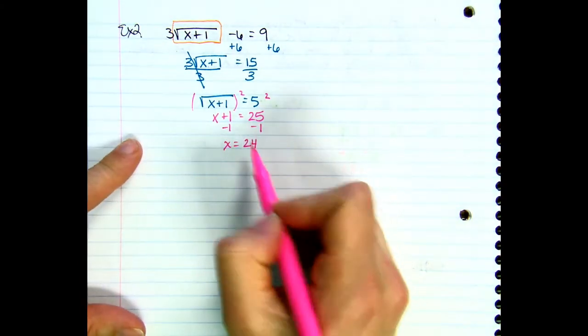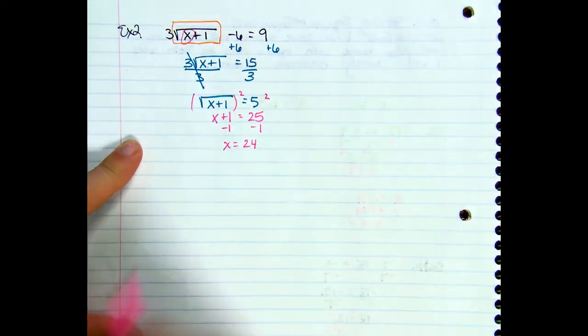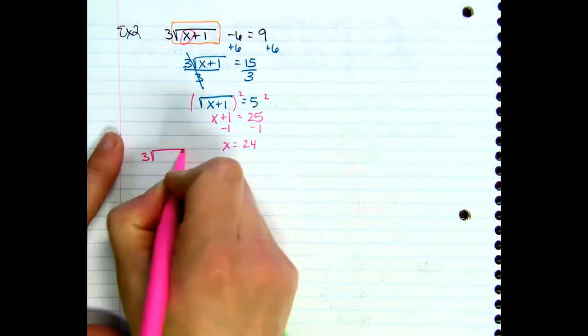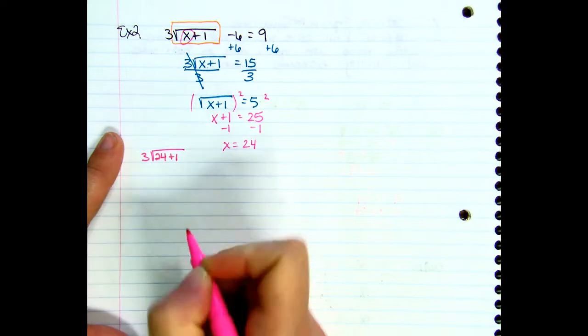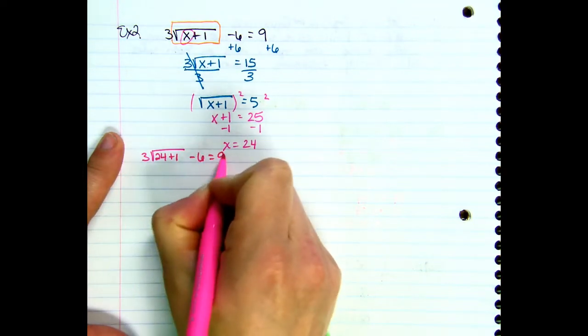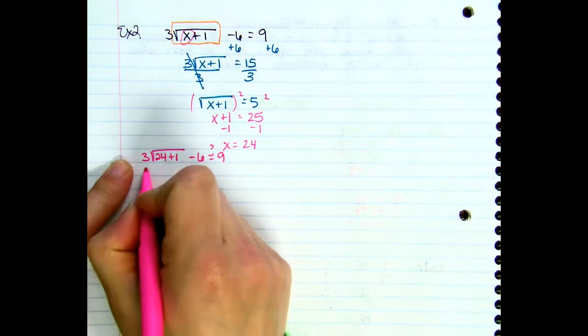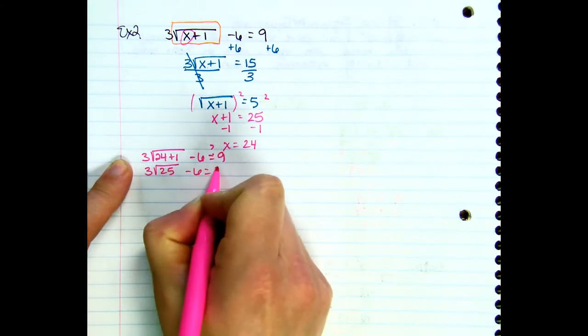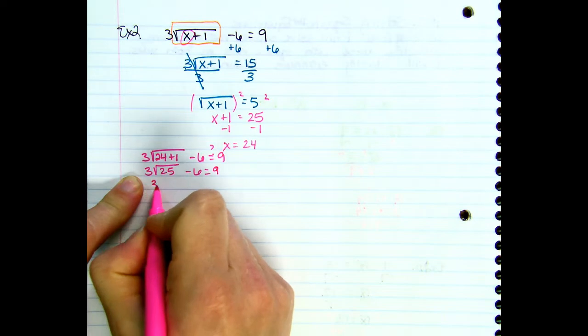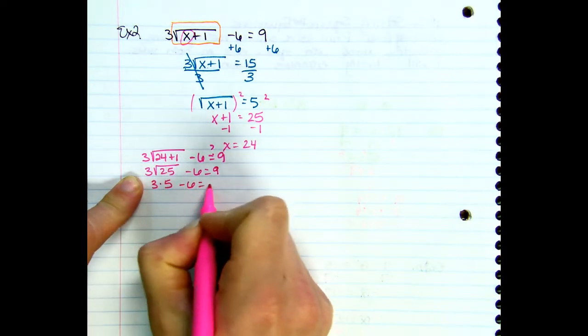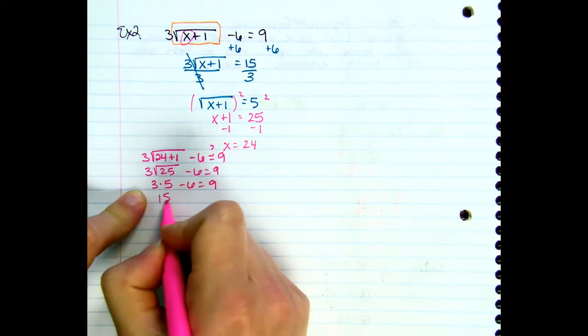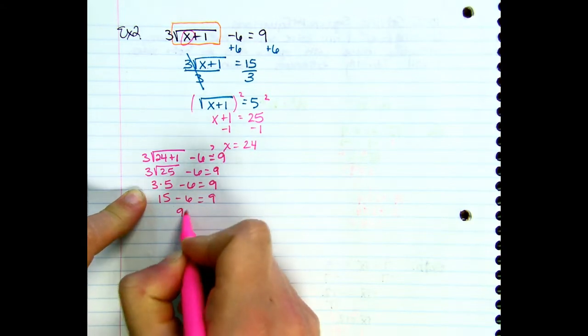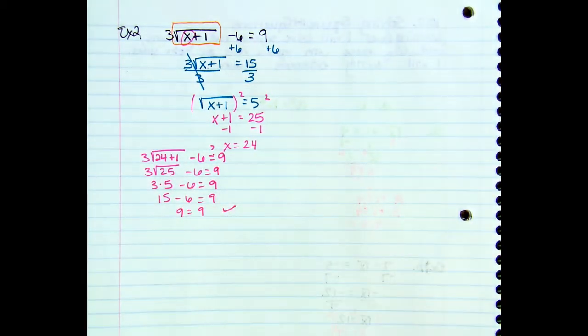So again, I can take this 24, put it in for that x. So let's see, 3 times the square root of 24 plus 1 minus 6, does that equal 9? 3 times the square root of 25 minus 6, so that's going to be 3 times 5 minus 6, does it equal 9? 15 minus 6, 9 equals 9. Hooray, we have the right answer.